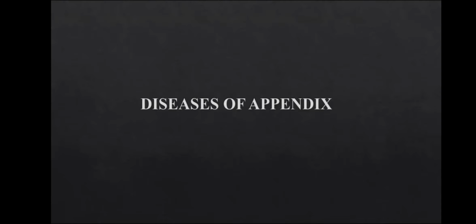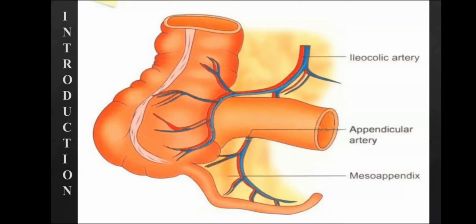Okay. So now it is about diseases of appendix. In diseases of appendix, as told, appendicitis is the main pathology occurring in the appendix region. And before moving on to the disease, just a glance of the anatomy.